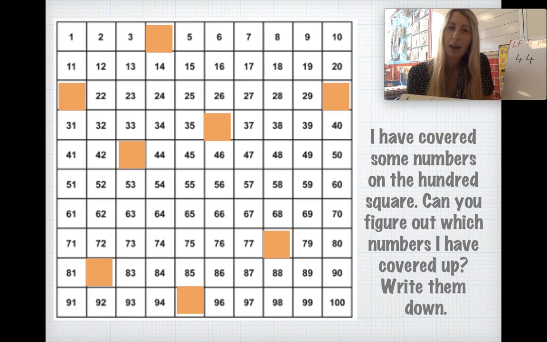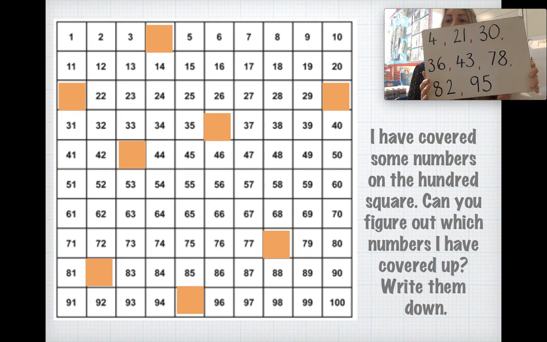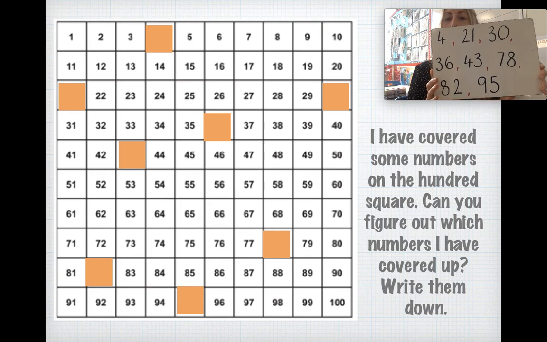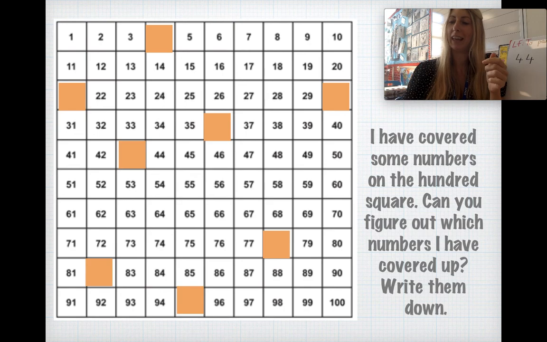Okay, so if you have managed to find those, if you paused it and written them down, these are the numbers that are missing. So you have got 4, 21, 30, 36, 43, 78, 82 and 95. Well done if you managed to get those.